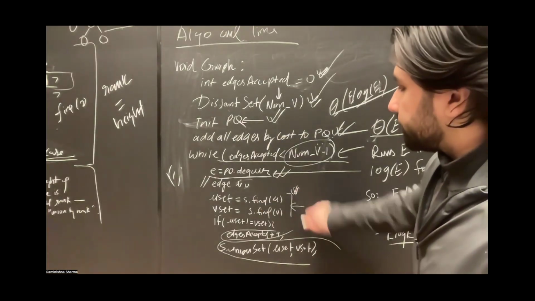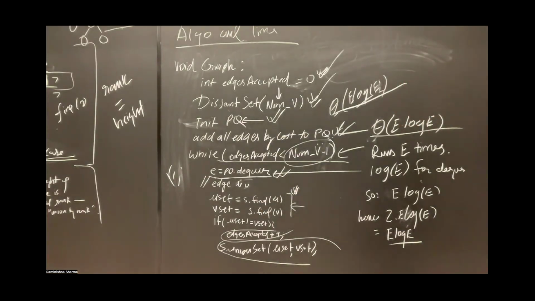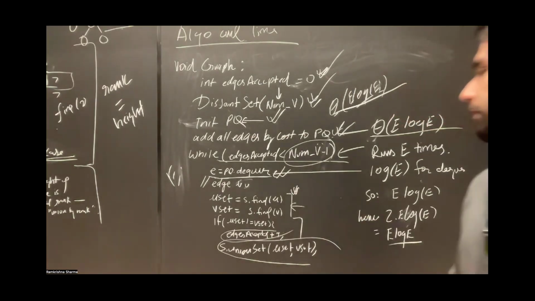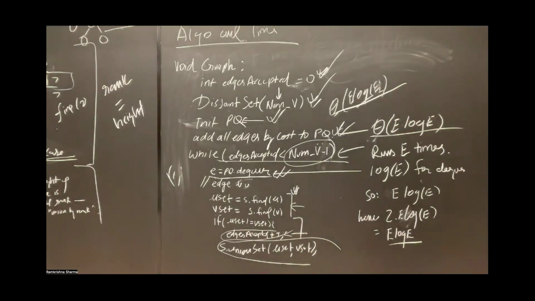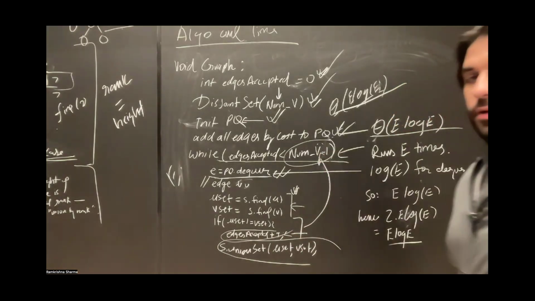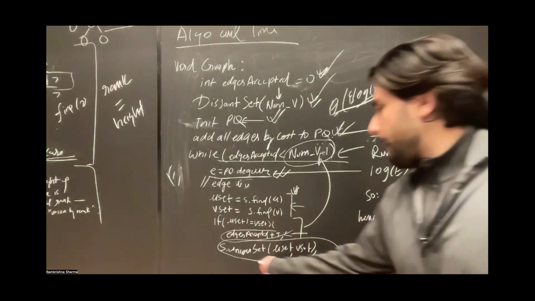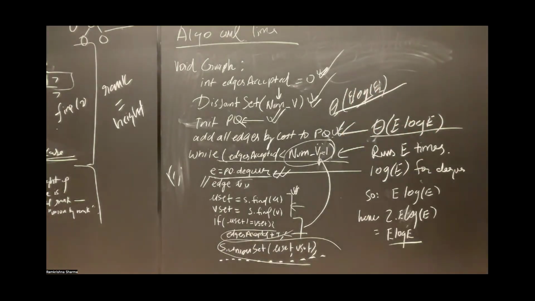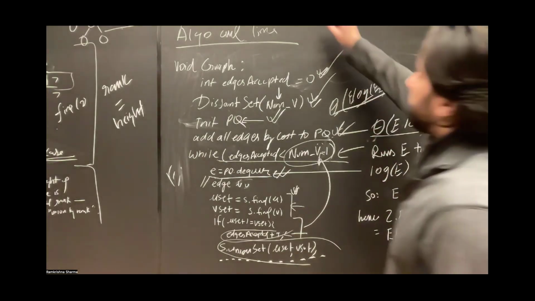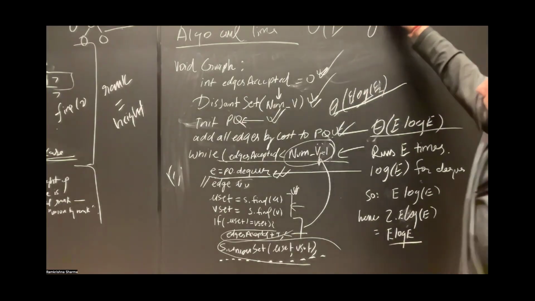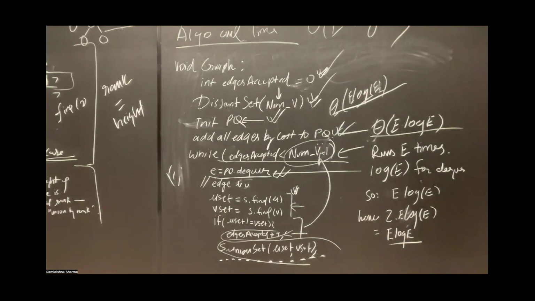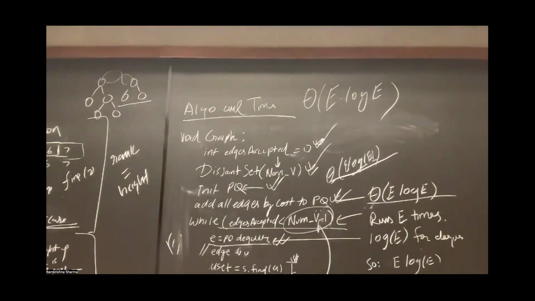Find out if they're both in the same set, just in case you're appending a cycle. If they're not, great. You're clearly adding an edge, so take that into account so that your while loop knows when to terminate. And then, of course, union both of those sets. So we're actually looking at an overall big theta runtime of e log e. And then that concludes Kruskal's.